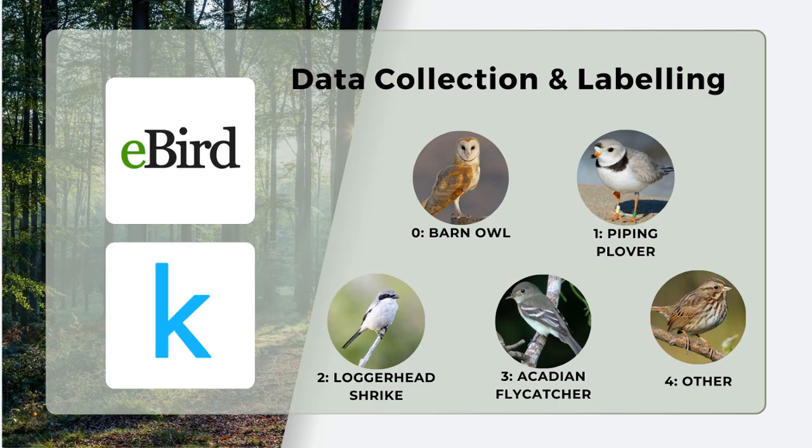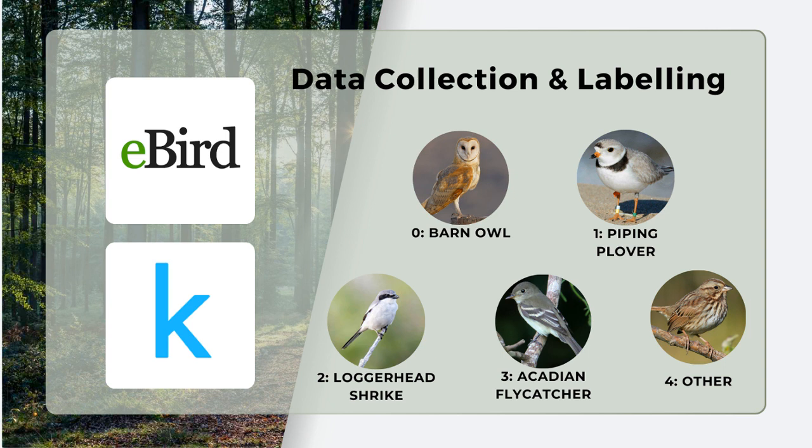We sourced 2,615 images of each target species from the open source platform eBird. Another 2,615 bird images were sourced from Kaggle to form the other category. This dataset is composed of 523 different species with 5 images per species.